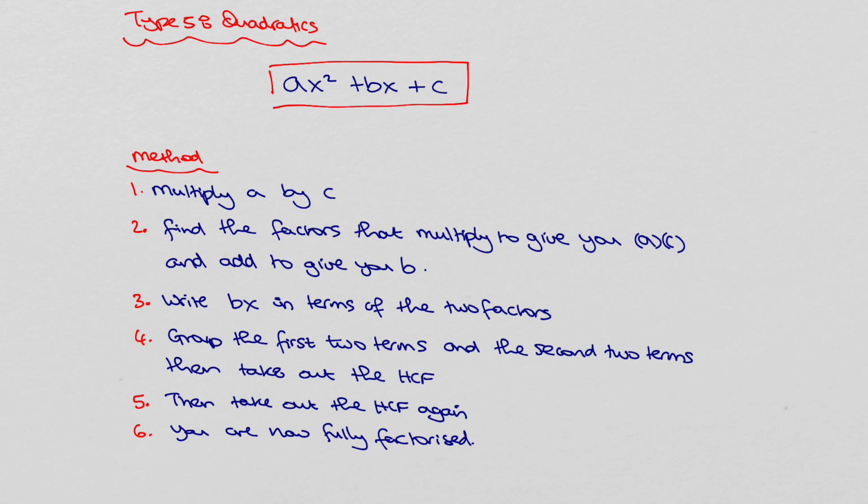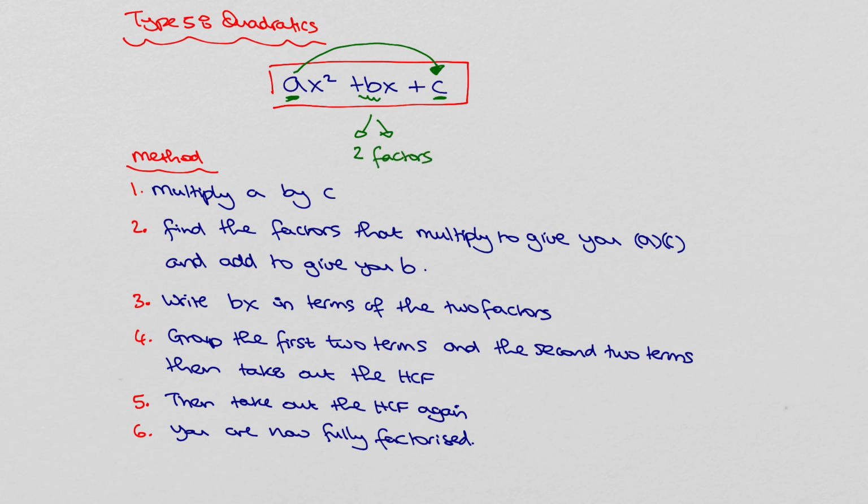So we're going to start by looking at the coefficient of x squared, so that's a, and we look at the constant, which is c, and we're going to multiply a by c. The number that we get, we then look for the factors that are going to multiply to give us a times c and add to give us the number in front of x. In other words, add to give us b. Once we do that, we're then going to rewrite that middle term bx in terms of the 2 factors.